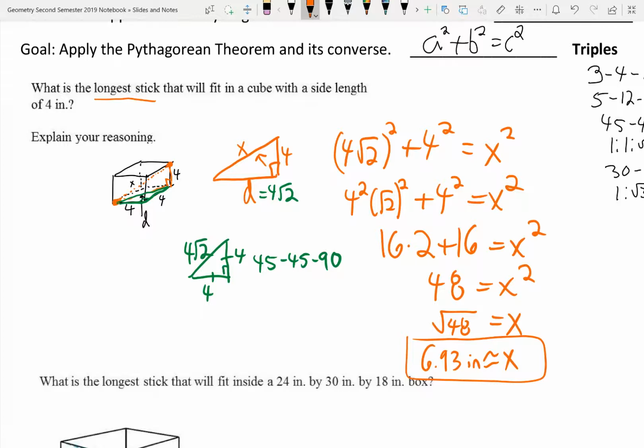So to review, the key with this is to draw a picture, and then you're going to identify an orange triangle and a green triangle. The green triangle helps you get d. And once you have d, you can use the orange triangle to get the longest distance in the cube, which is basically where the longest stick could potentially fit. Okay.